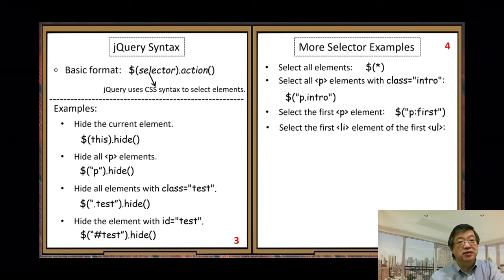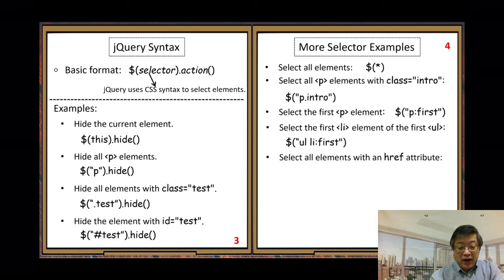Next, select the first li element of the first ul element. How about that? ul space li colon first. Look at that. Pretty simple.